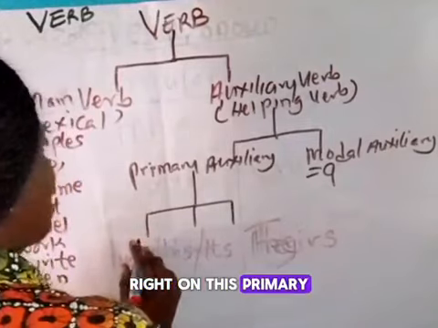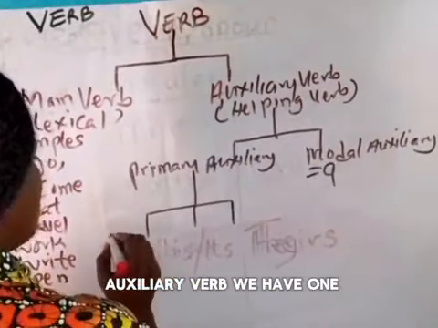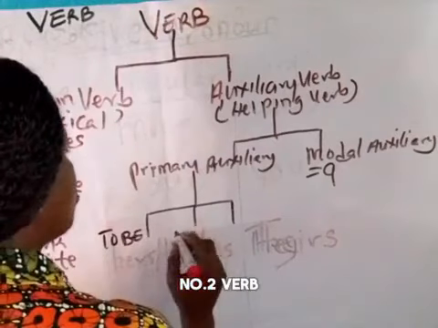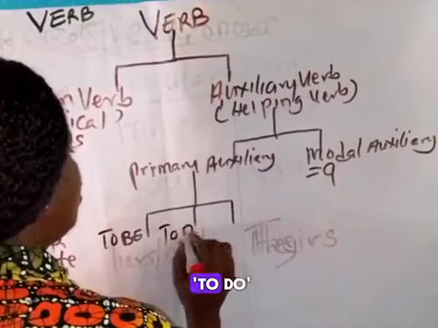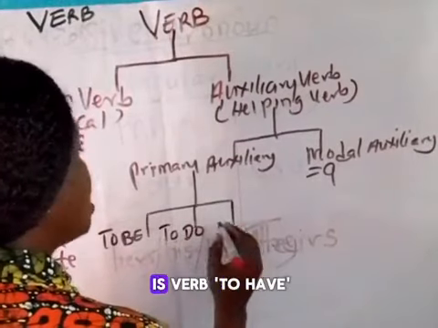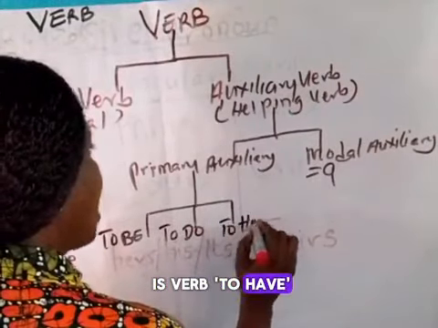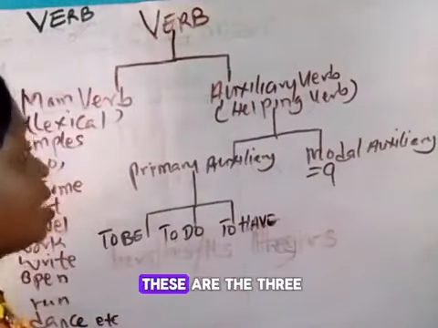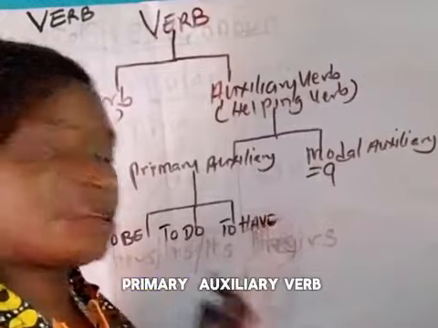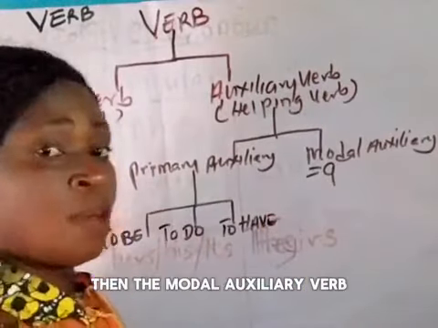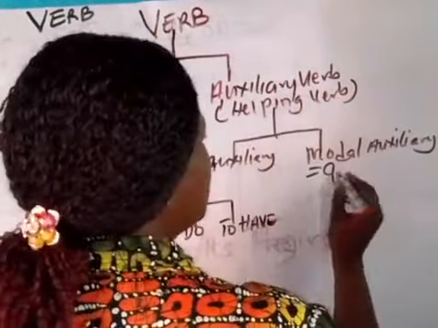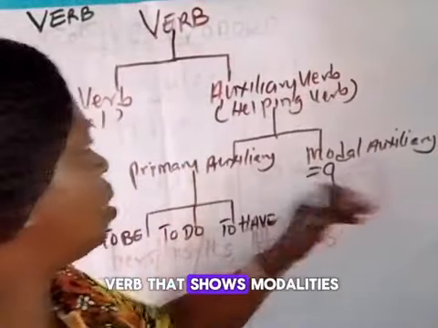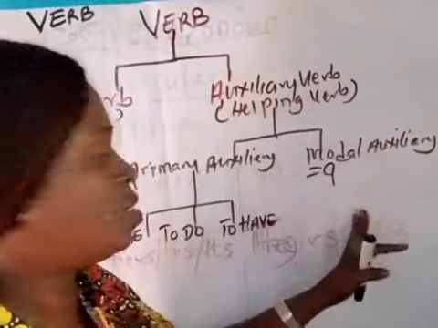Right, on this primary auxiliary verb, we have 1, verb to be. Number 2, verb to do. While the third one is verb to have. So these are the 3 primary auxiliary verbs. Then the modal auxiliary verb. These are those verbs that show modalities.